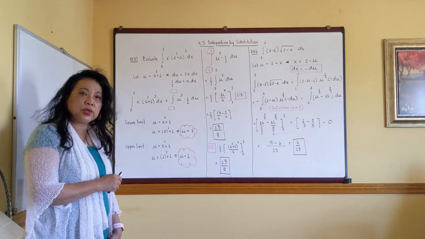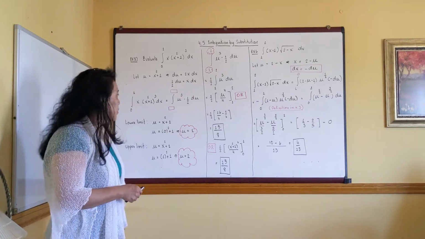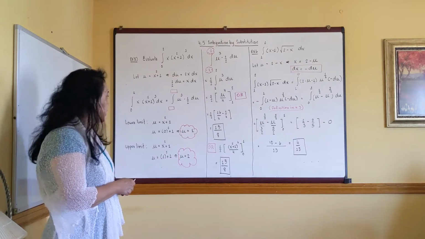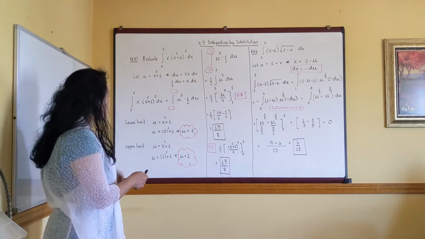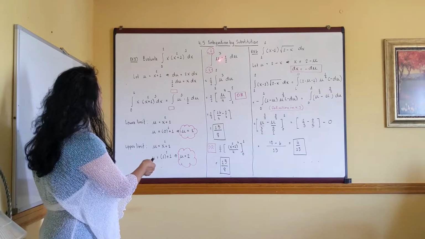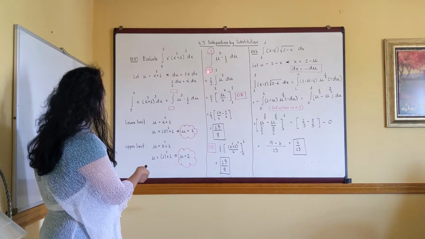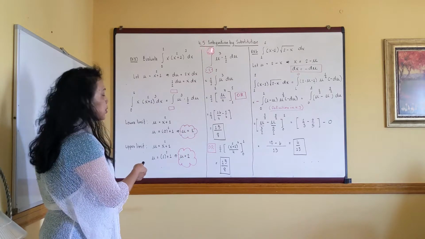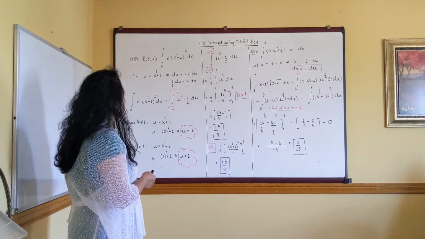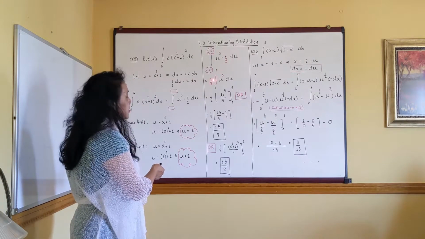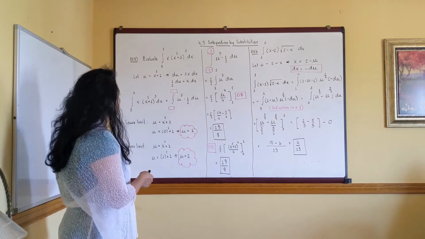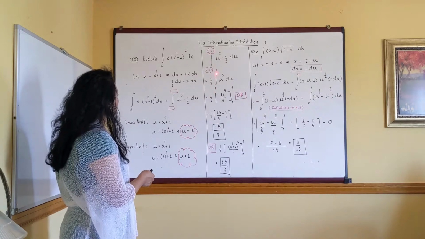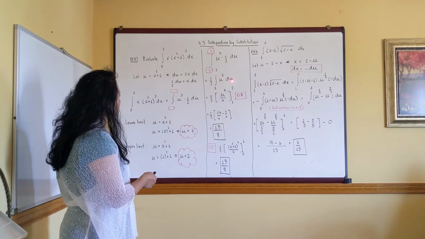So be careful when you use your u substitution. You have to change your lower and upper limit according to your variable. So I use my u now. My lower limit will be 1. My upper limit will be 2. Next step is I bring out the constant, which is 1/2. Now I have 1/2, an integral from 1 to 2, u to the cube du.